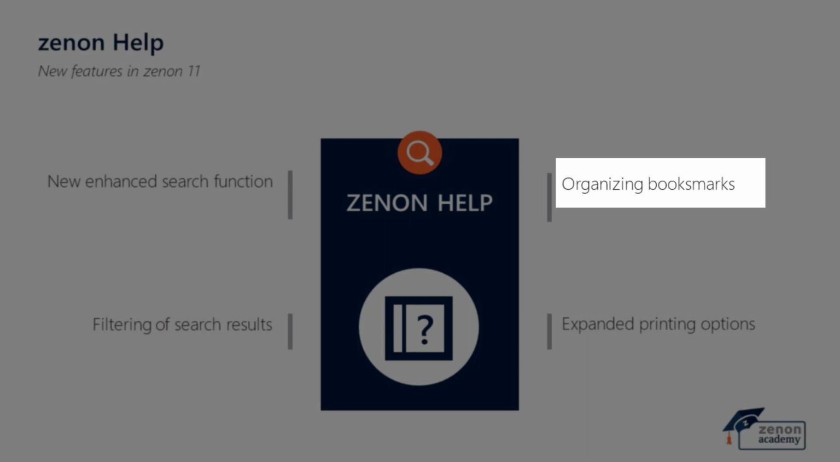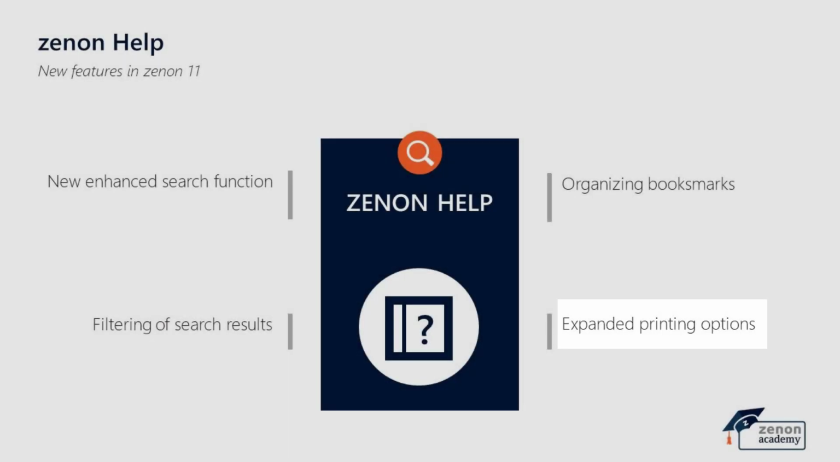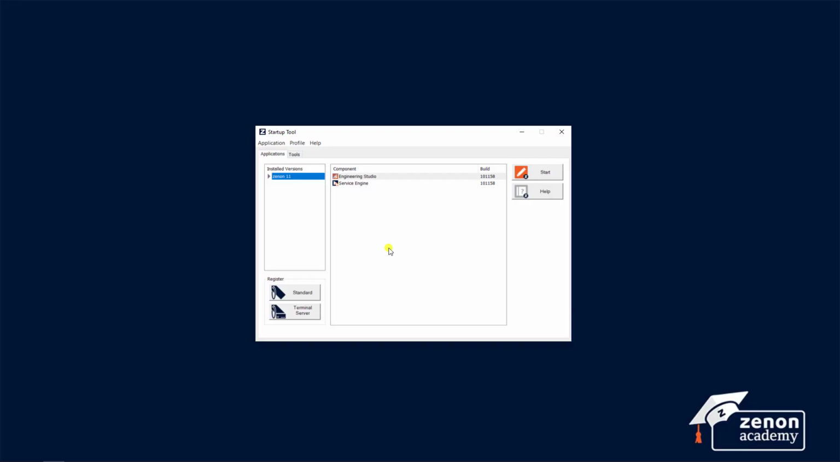Bookmarks can be managed and organized more easily and efficiently. Finally, the print options have been expanded, allowing you to print whole sections and not just the displayed topic. To access the Xenon Help, you have several options. You can either get there from the Startup tool or from within the Engineering Studio, as the help is directly embedded in the Xenon software platform.